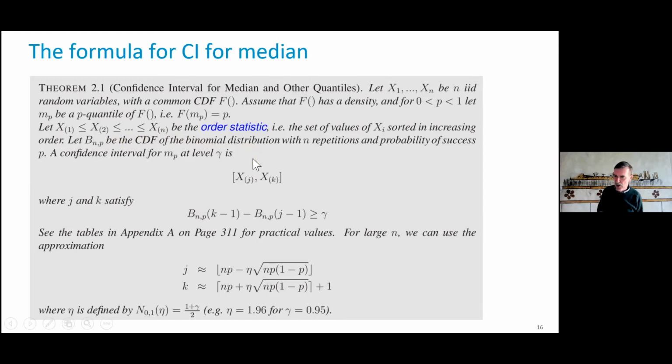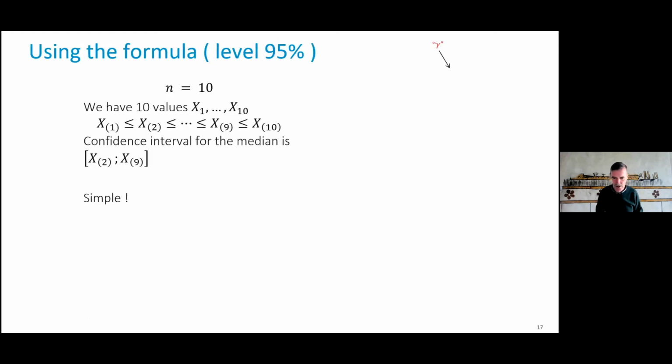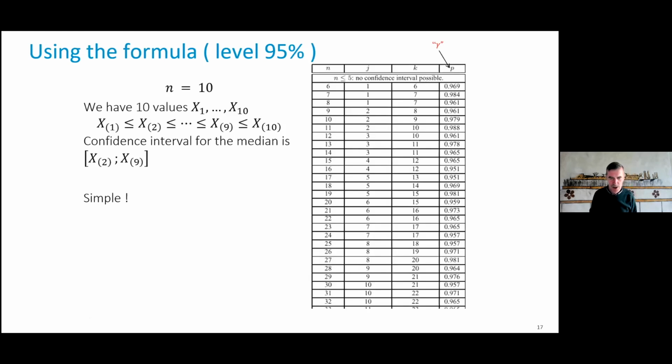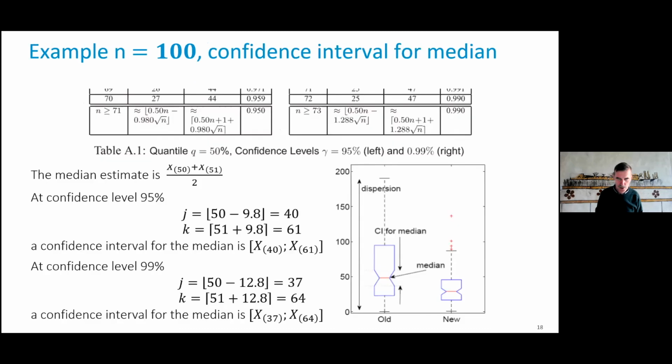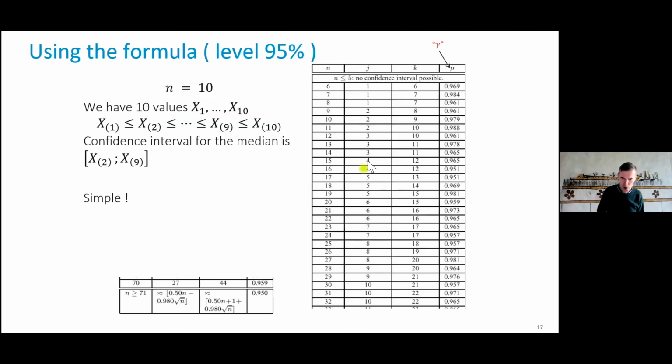So this is in theory how you do this. How do we use that in practice? Well, for example, if n equals 10, I have obtained 10 values and I want a confidence interval for the median. Well, what do I do? I apply this formula. One way of applying it is to go to the table. N equals 10 gives me, for the median, that the two magic numbers j and k are 2 and 9.